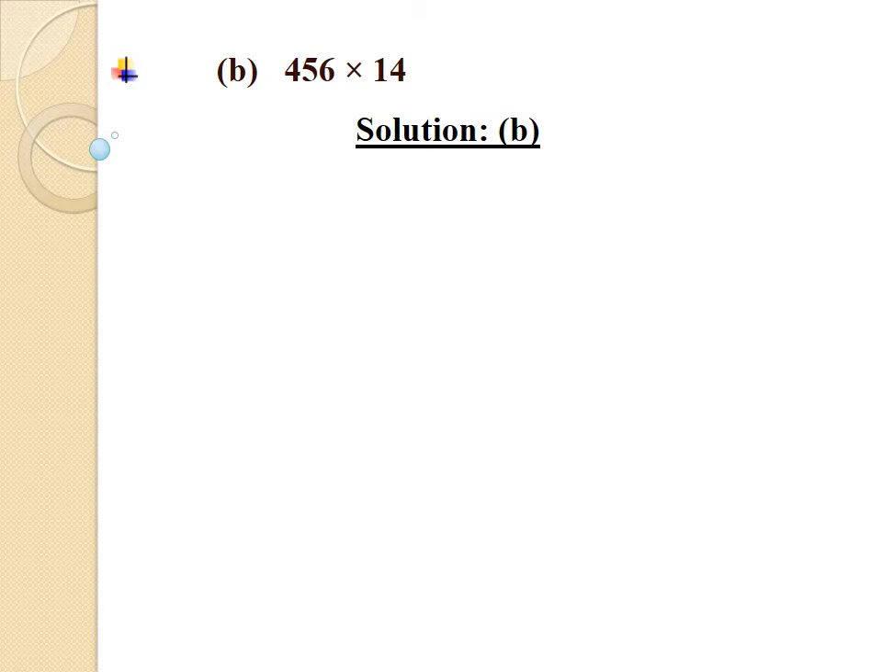Now sum B, 456 into 14. Let us solve step number 1, where we have to multiply 456 by 4 ones. Thus, multiplying 6 by 4, we get 24. Students, 24 is a 2-digit number. So, we have to write 4 down, that is in ones place, and we have to carry over 2 to tens place, thus writing 4 in ones place.